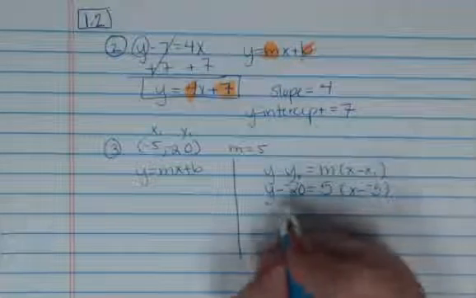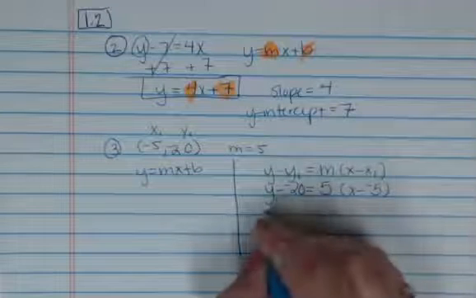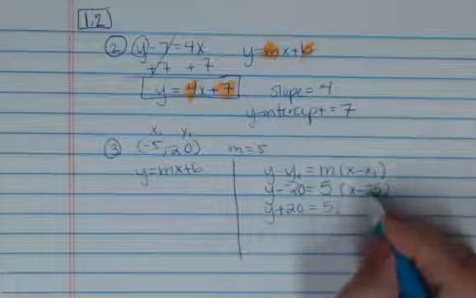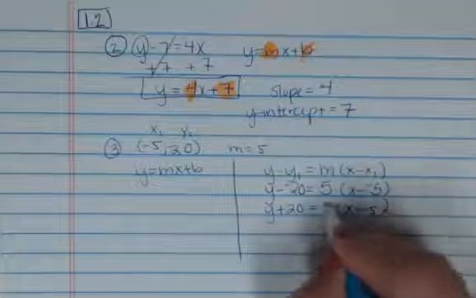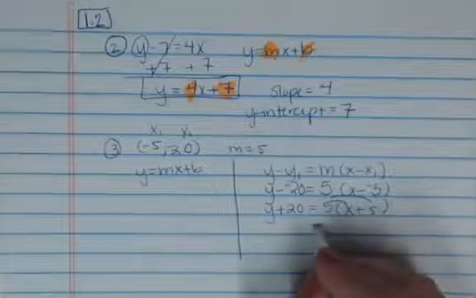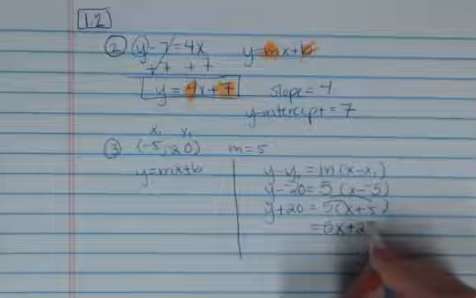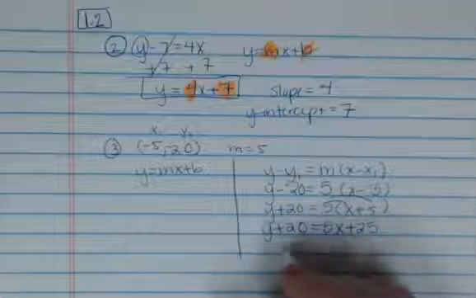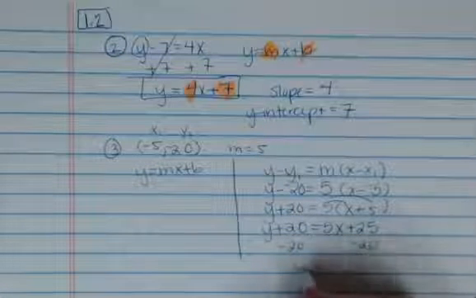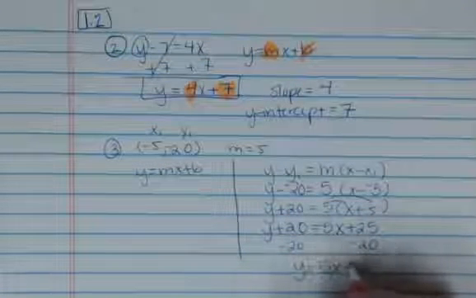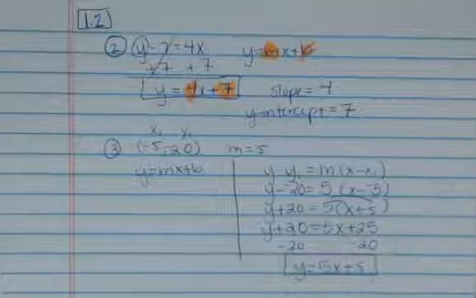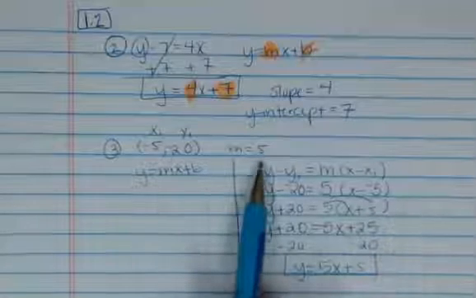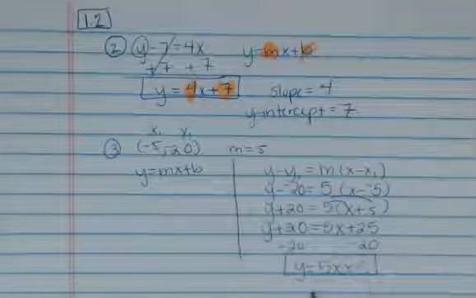I'm just going to simplify. Y minus negative 20, these two negatives together create a positive. Over here, again, these two negatives create a positive. So now I'm going to distribute to get rid of those parentheses. So it gives me 5x plus 25. And now I just bring down the left side. My last step will be to get this y by itself, so I'm going to subtract 20 from both sides. So I get y equal to 5x plus 5. And so that would be my final answer of determining the equation of the line, passing through the point with the slope of, and then putting my equation in slope-intercept form.